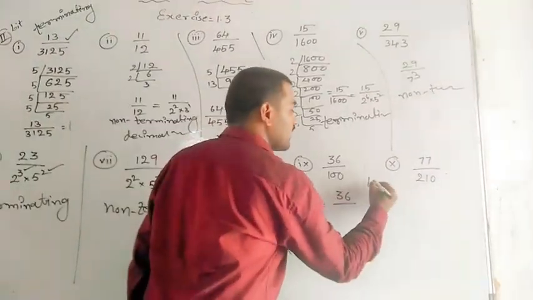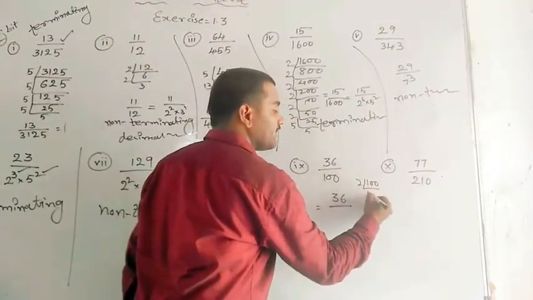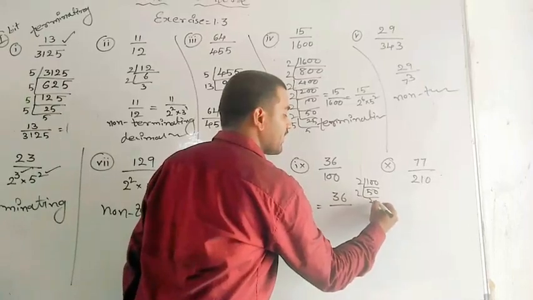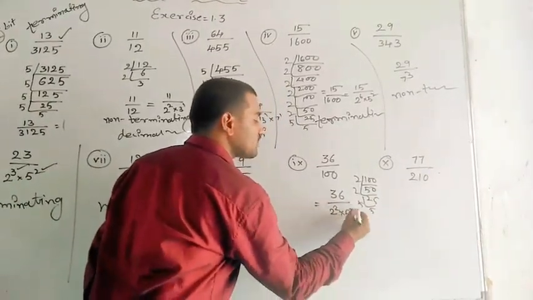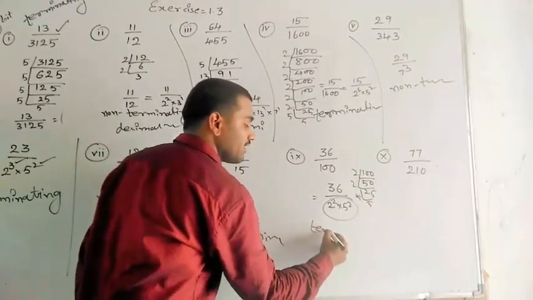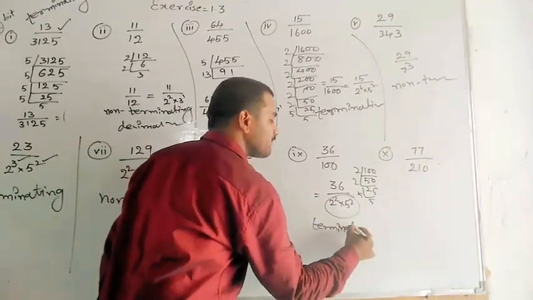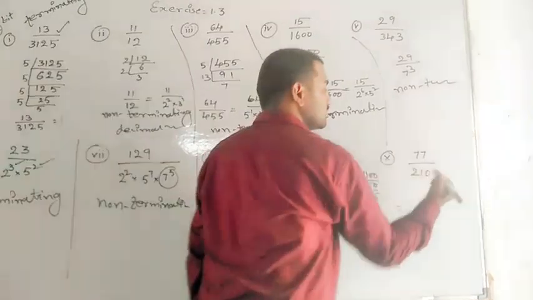100, what we can do is factorize that. How can we write? 100 is 2 square into 5 square. And this is a terminating decimal number.